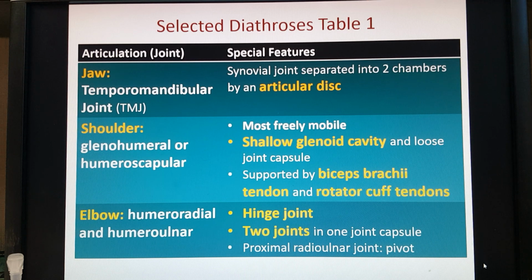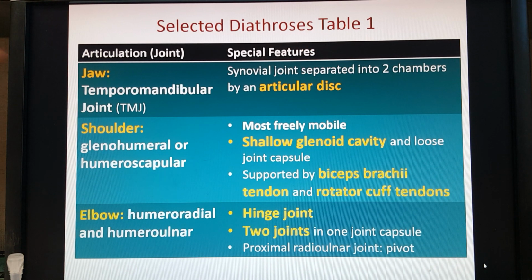Okay, so at the end of chapter 9's PowerPoint, I have all of the basic information for that last question on the study guide. So I'm going to go through those and then explain what they are, so you just don't have a bunch of vocabulary words and don't know what I'm referring to. Okay, so the first column has your articulation or your joint. The second column focuses on the special features of that joint.